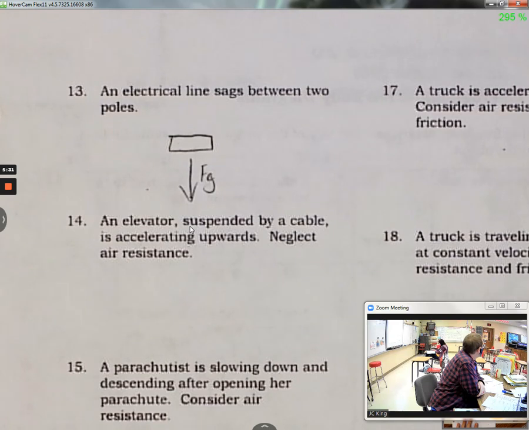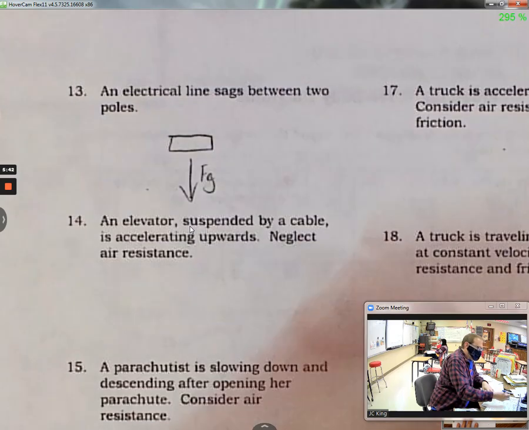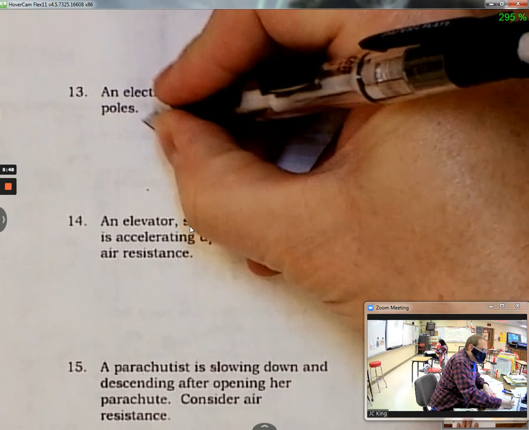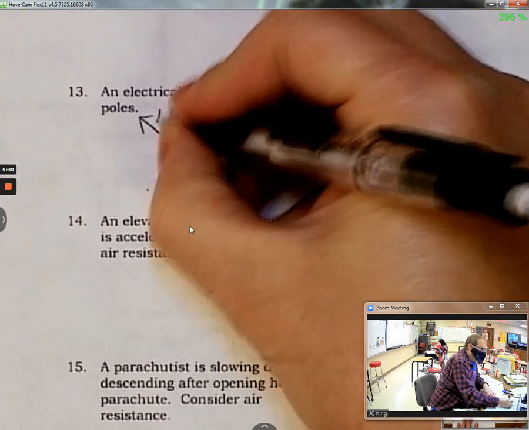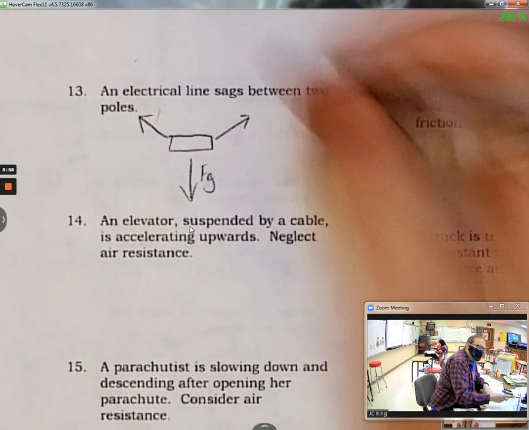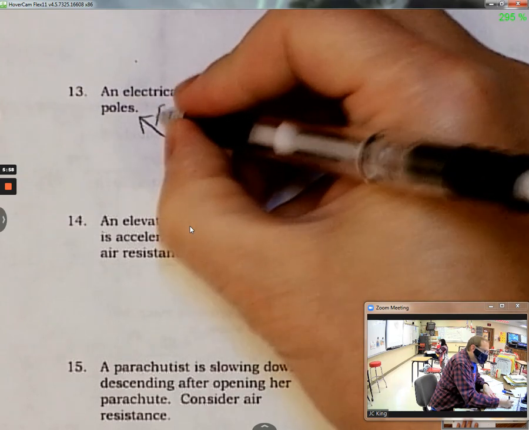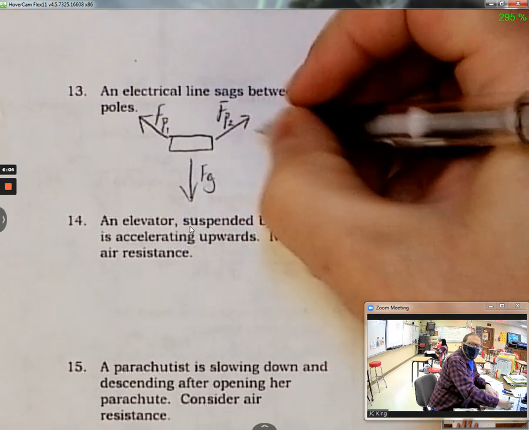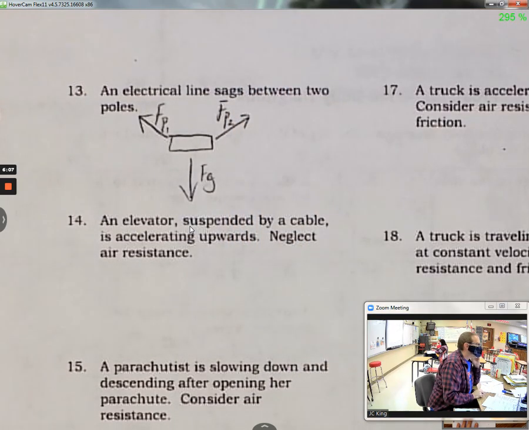The two poles, right? So what direction are the poles pulling? Opposite from each other. Okay, would it be straight left and right? No, I think it's going to be kind of like that and kind of like that, right? Because you're going to have force of pole 1, or force of tension 1, and you're going to have force of pole, or force of tension 2. That's it, right? Are they equal?